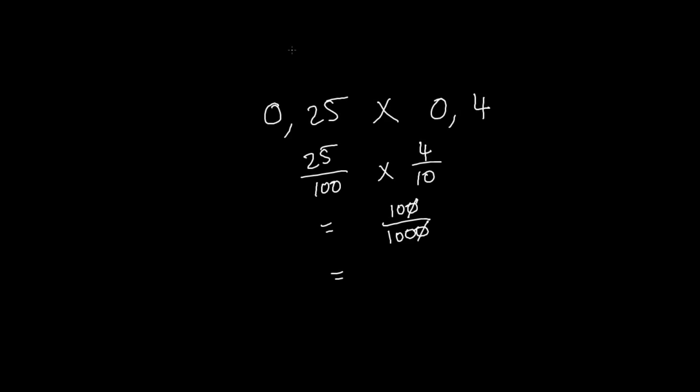Of course we can simplify it. It's going to be 1 over 10, which basically means it's going to be 0 point, and there's going to be one digit after the decimal comma, in this case the numerator, which is 1. So we leave our answer in decimal form.